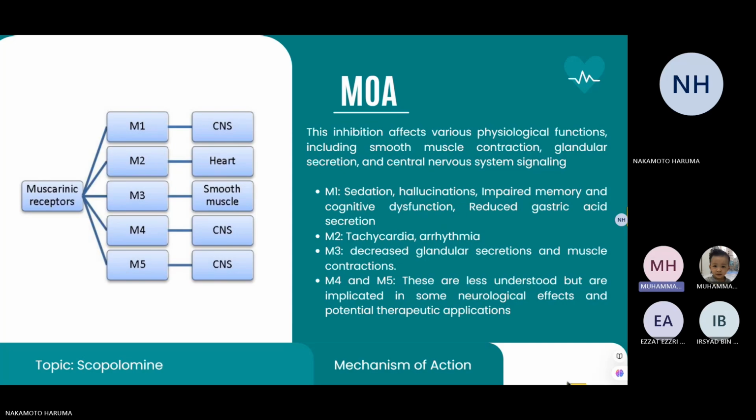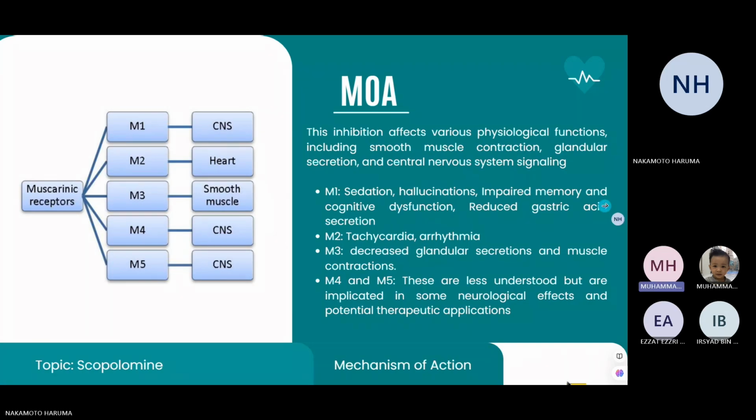more or less at the AV nodes. So the antagonistic effects of scopolamine, if it binds to the muscarinic receptor subtype M2, can cause tachycardia, which is an increase of heart rate due to the inhibition of parasympathetic effects, and it can also potentially lead to arrhythmia, which is irregular heart rhythms.